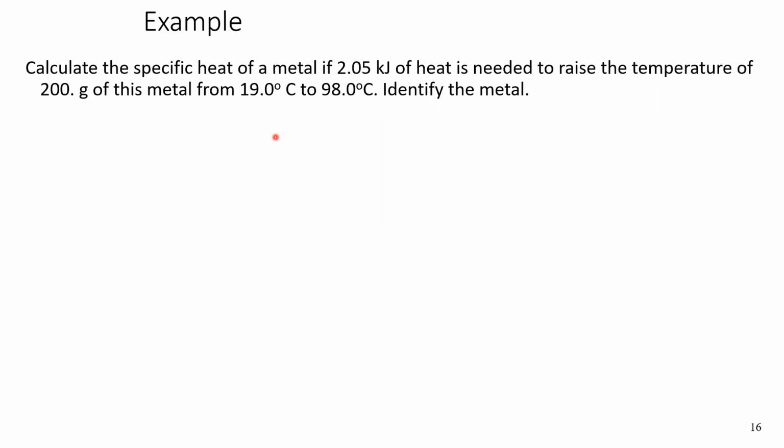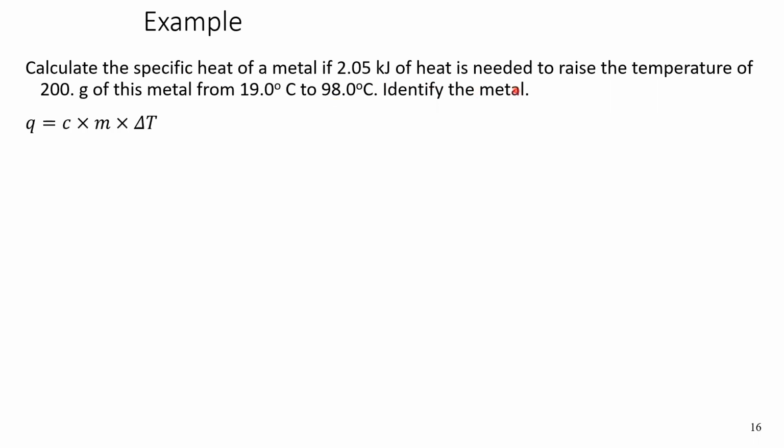Let's look at this one. Now, we want to calculate the specific heat. It says calculate the specific heat of a metal. If 2.05 kilojoules of heat, and that unit's going to have to be changed to joules, is needed to raise the temperature of 200 grams from 19 to 98. Don't worry about identifying the metal yet.